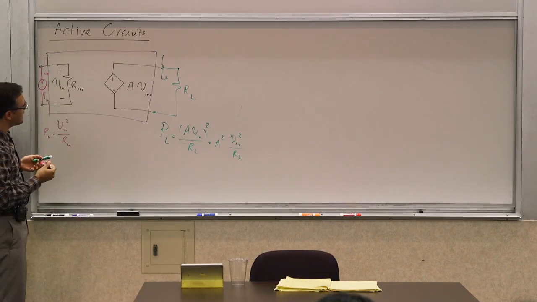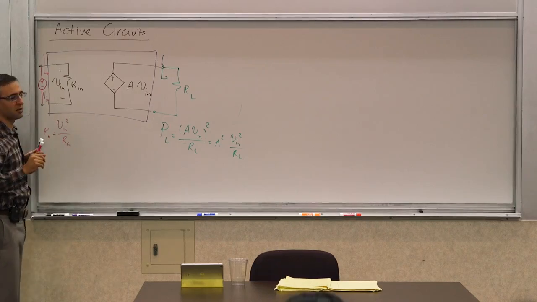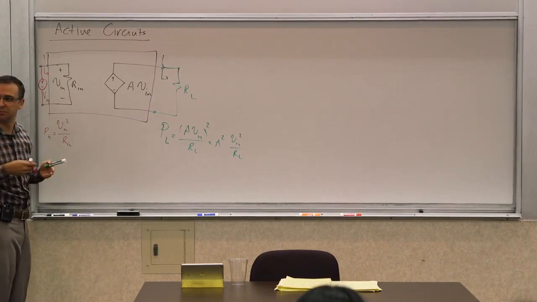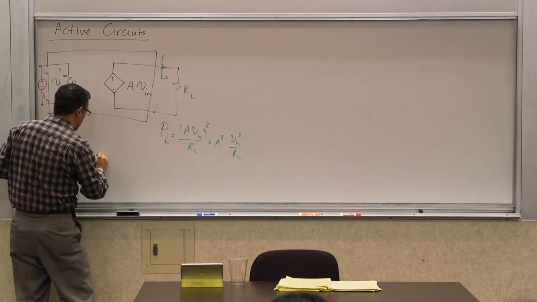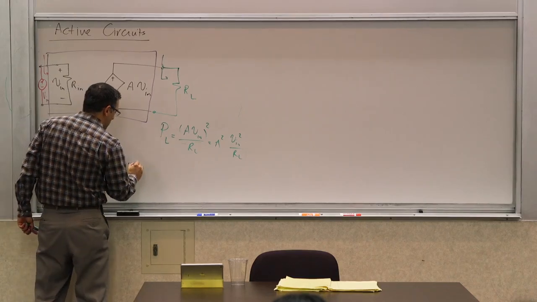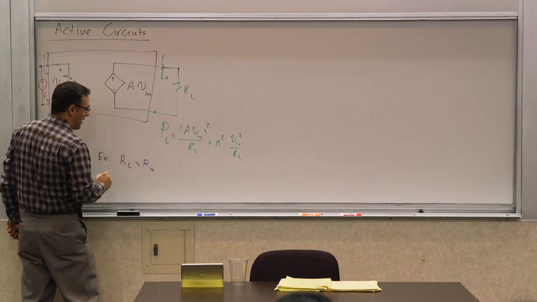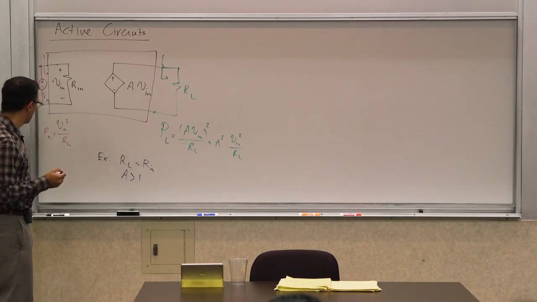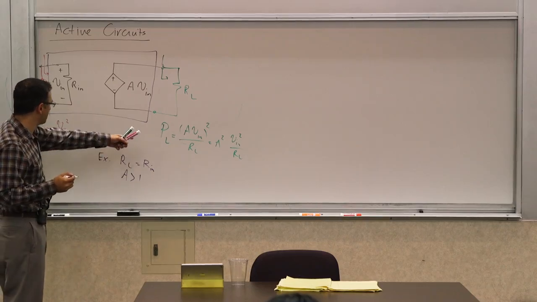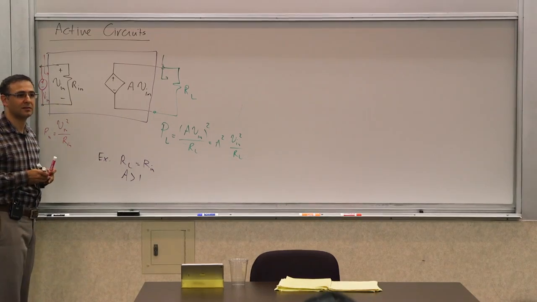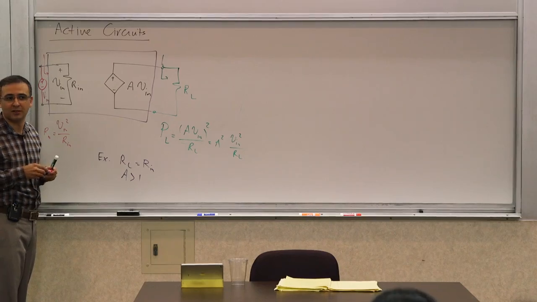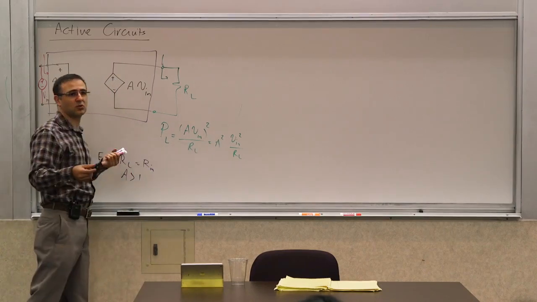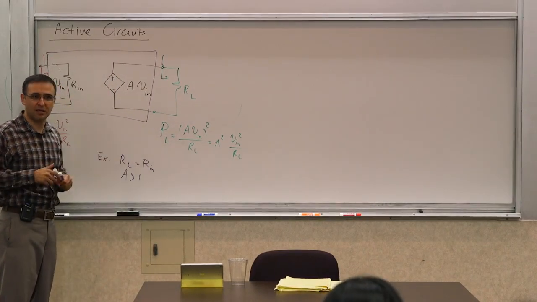Now, what you see here is that, just for the sake of argument, let's assume that Rin and RL are equal. It's just an example. RL equals Rin, right? And AV is greater than 1. In that case, what can you say about the P out, or PL, versus P in? Which one is larger? PL is going to be greater, right? Because these two terms would be equal, and then you have an A squared, which, when A is greater than 1, is going to be greater than 1.